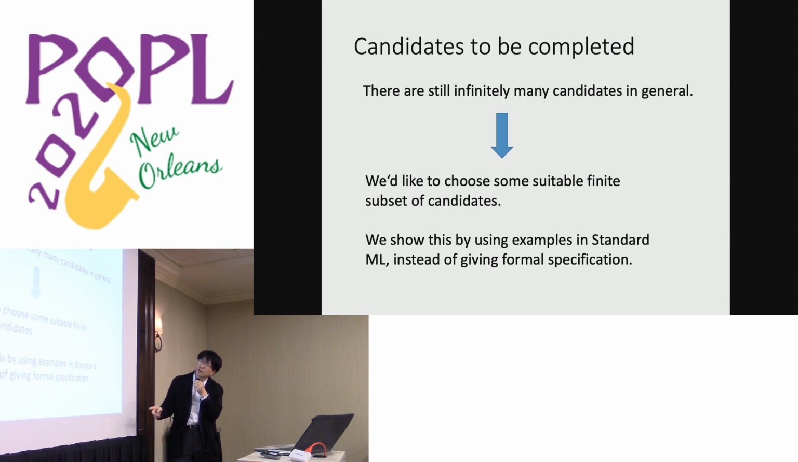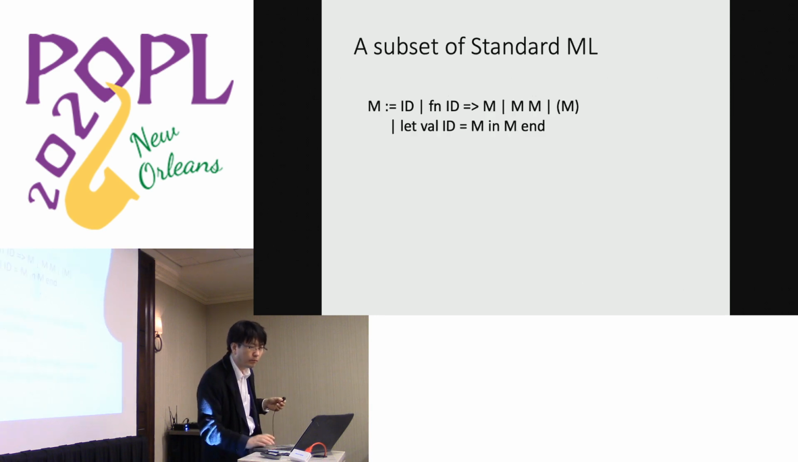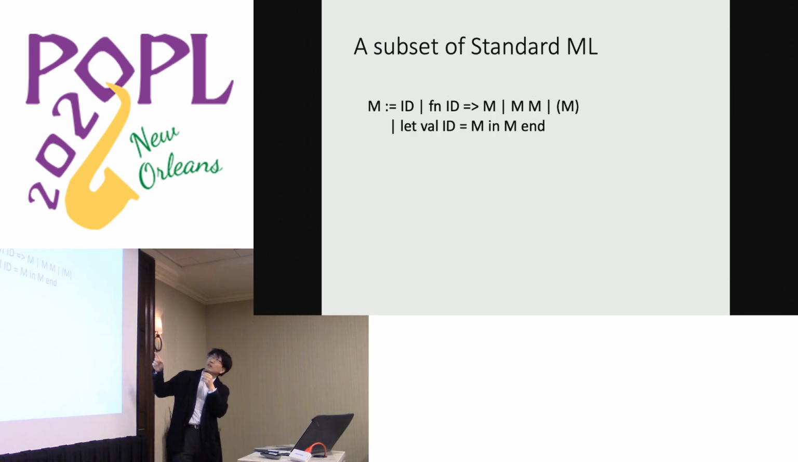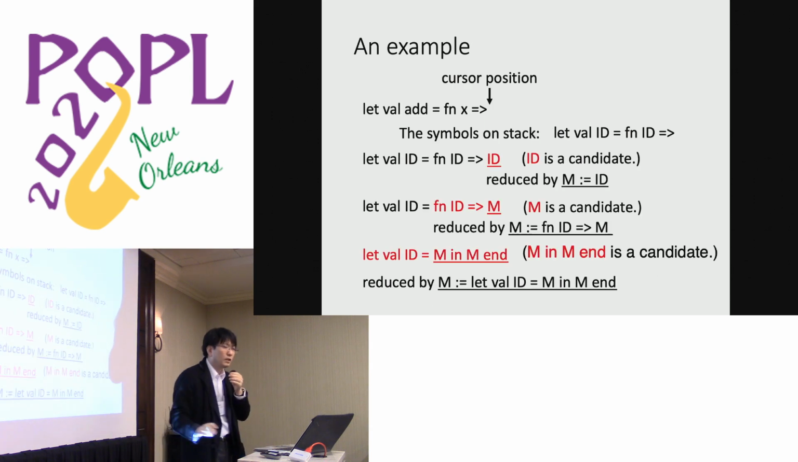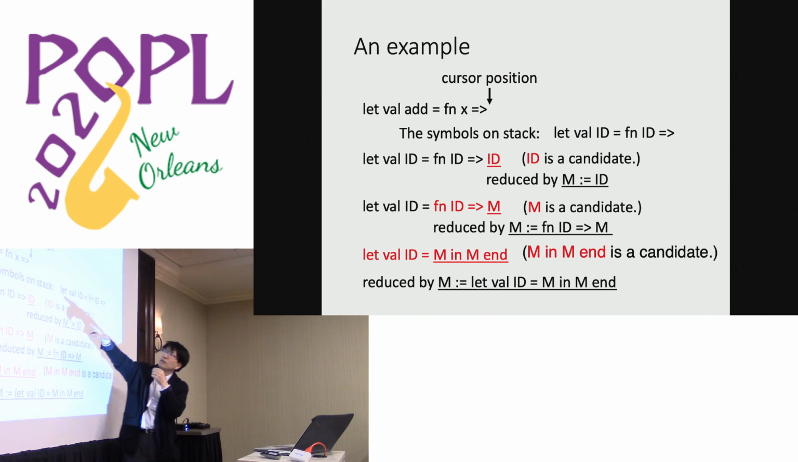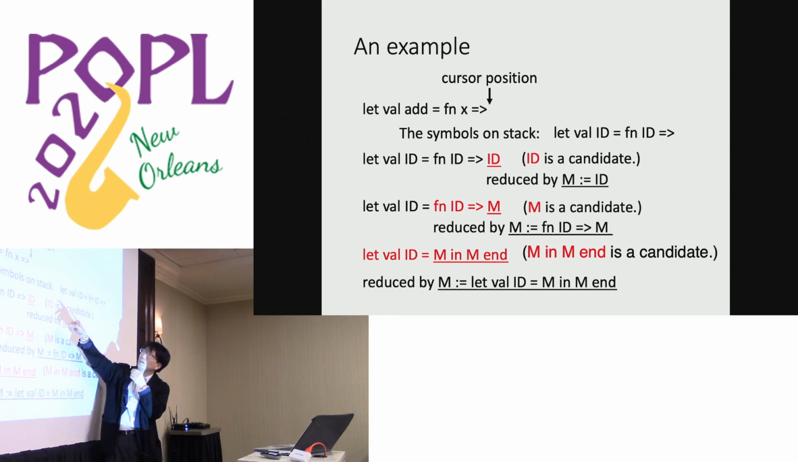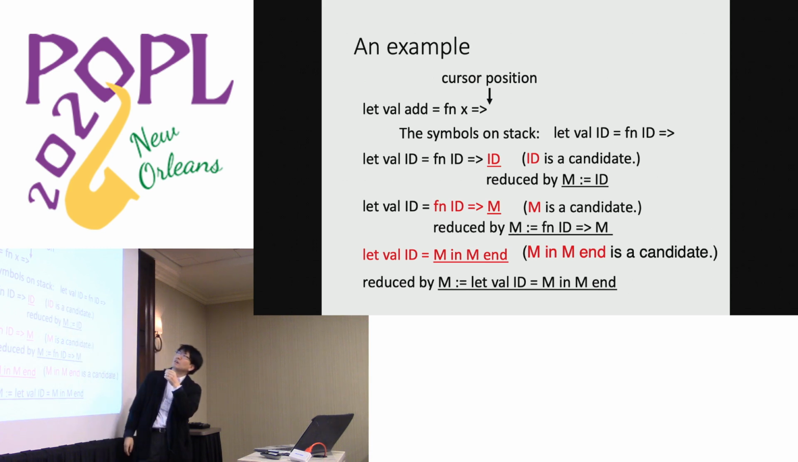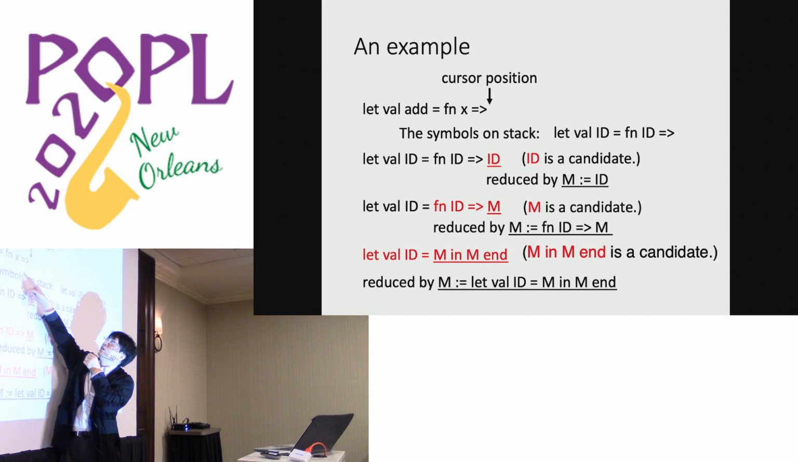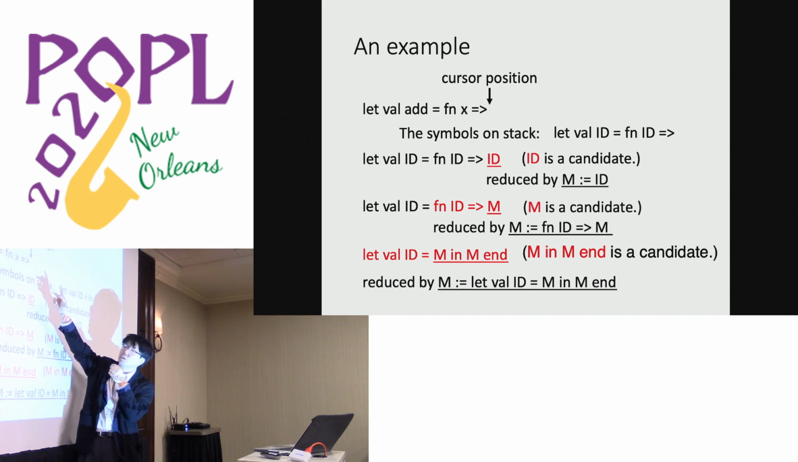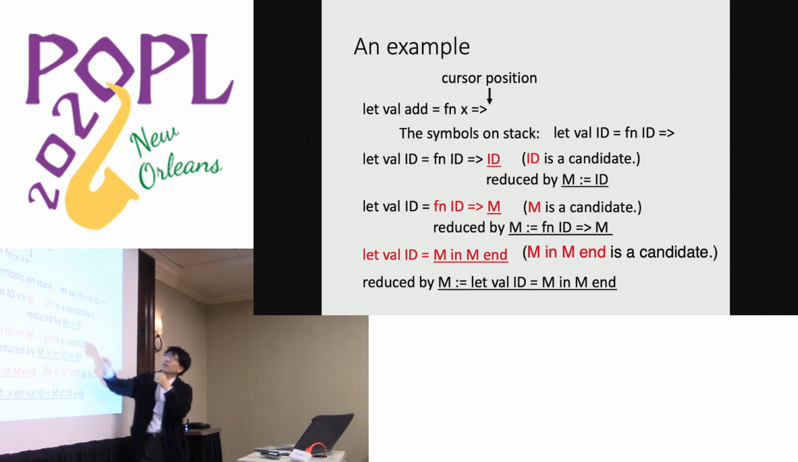We show this by using examples in Standard ML instead of giving a formal specification this time. This is a very small subset of Standard ML: identifier, abstraction, function application, parenthesized expression and let expression. Then let's consider this example. let val add = fn x =>. So this part is a partially input function abstraction. Then here is the cursor position.